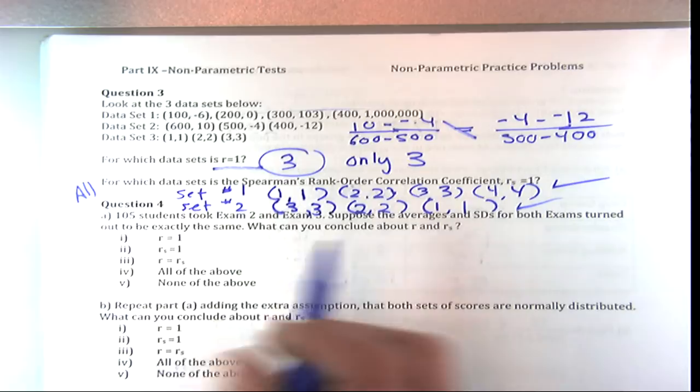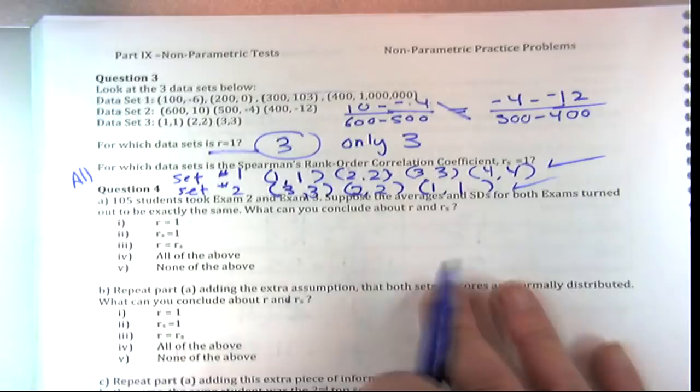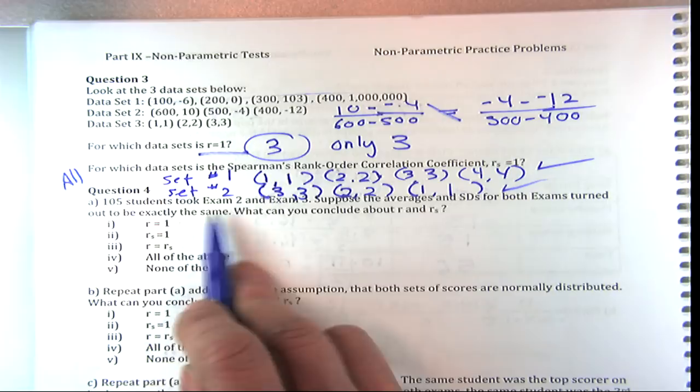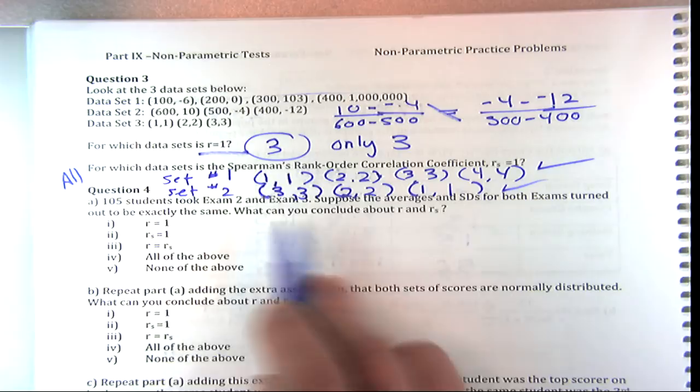All right, so now 105 students took it. This is one you got wrong on the iClicker, and it's really easy to understand if you think about it. 105 students took exam 2 and 3. Suppose the averages and SDs for both exams turned out to be exactly the same. What can you conclude? Let's just imagine you were in this situation.